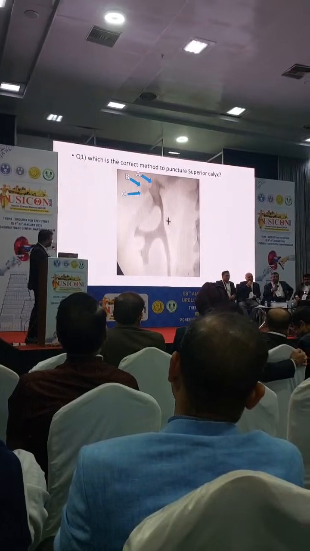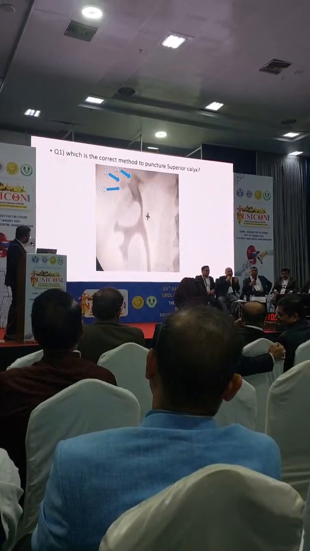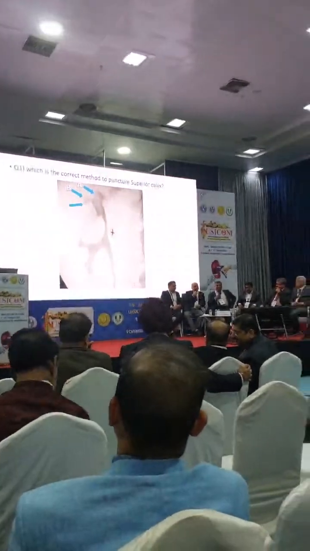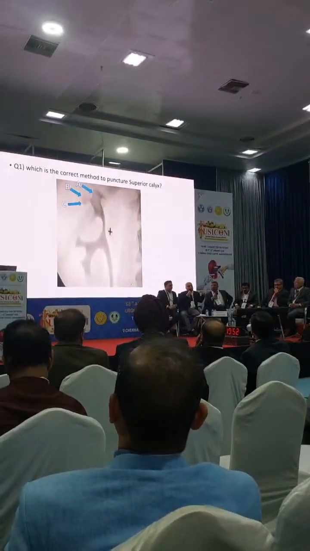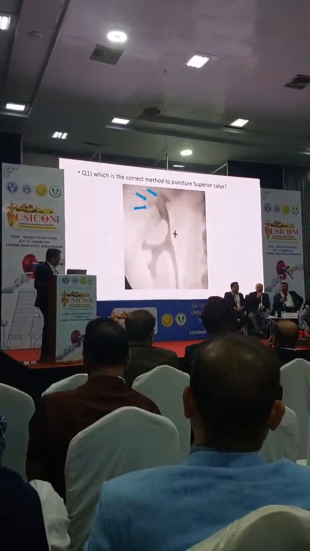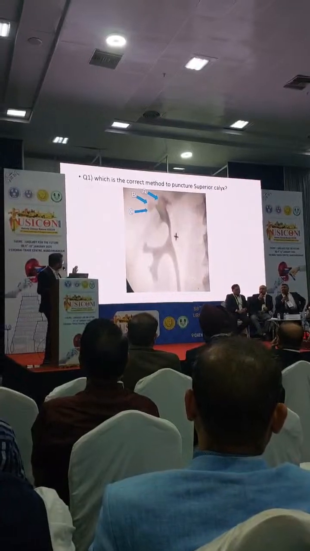So I think the stone is sitting at the B. We try to see whether the stone is at the level of A or B. It's a more medial calyx, so I feel that A will be the better choice because we have a good entry and good space. So one says B, one says option C, one says option A.